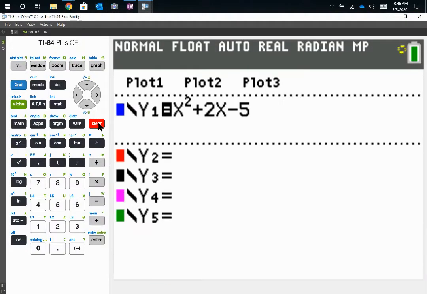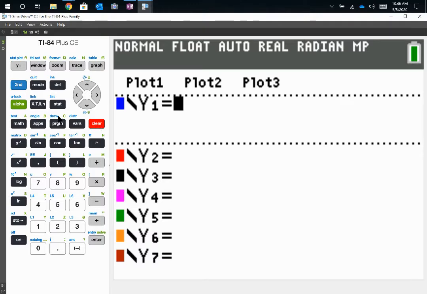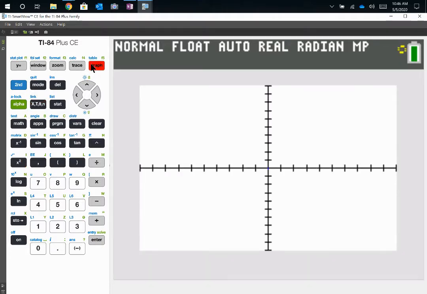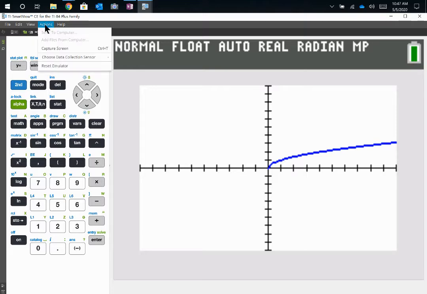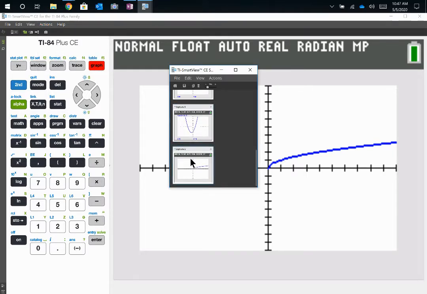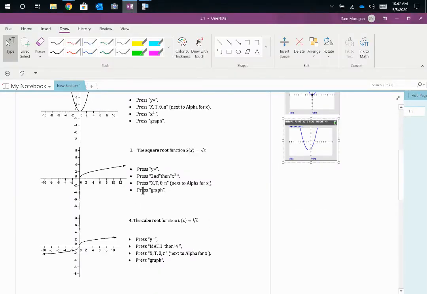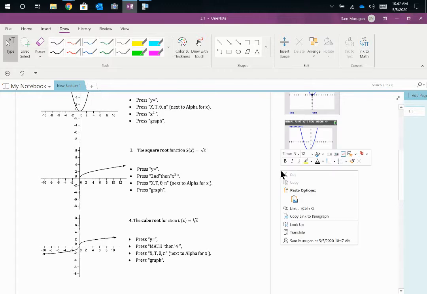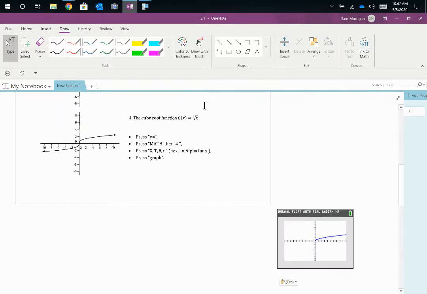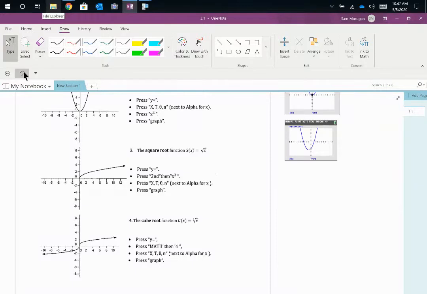Next, we talk about the square root function. So y equals, clear your page, and press second and the x squared button to get the square root. Type in your variable and graph it. And this is your basic square root function. Capture that, put it in. In case you missed it, the instructions are written here expressly for the calculator, so you can go back later on and work on them.